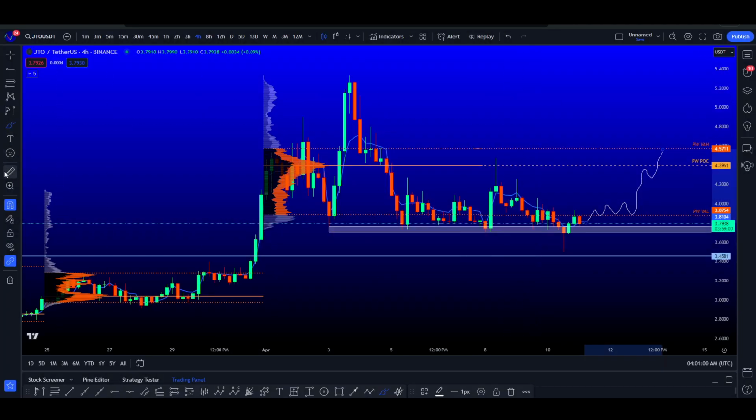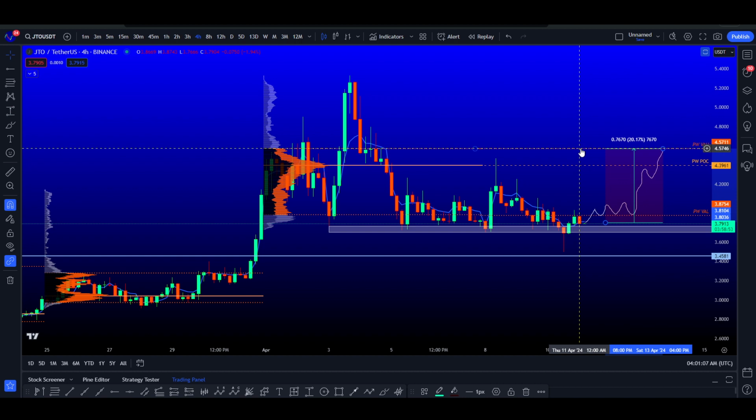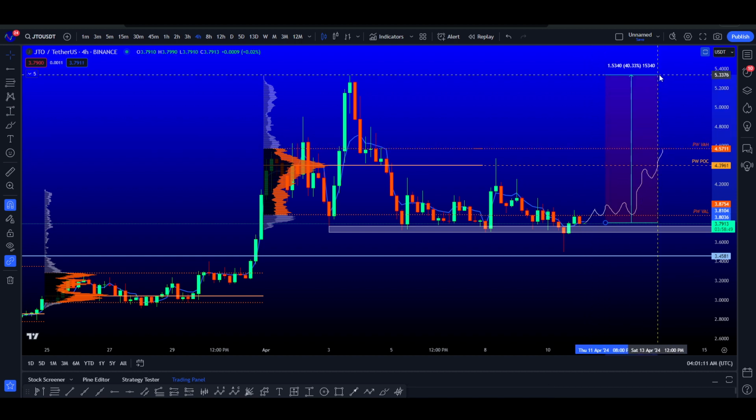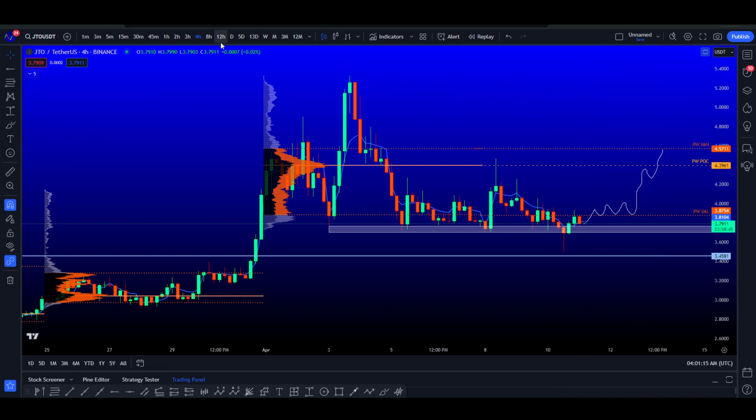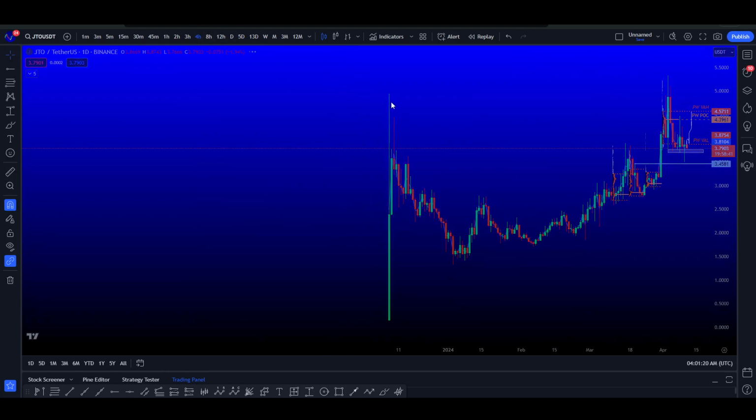Now, let's go ahead and see what percent gain that would be from the current price. And from the current price, that would be a 20% gain to the value area high, or a 40% gain to the previous high, right? Which I think, was it an all-time high? Yeah, which was an all-time high, right?